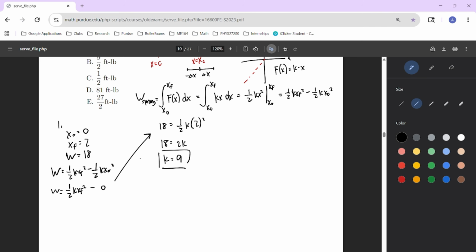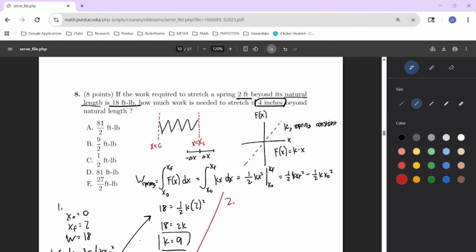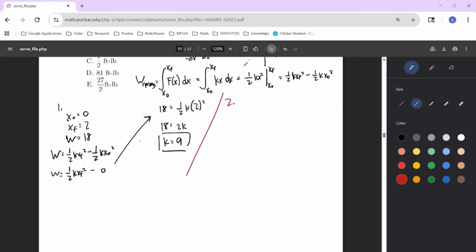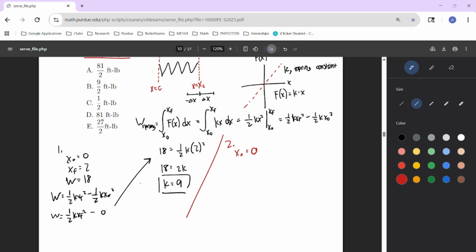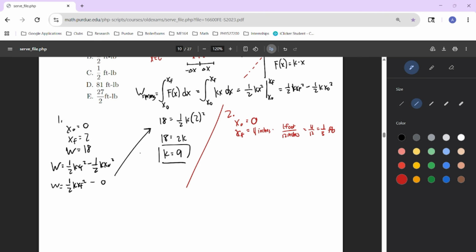Then from here, we can solve for the actual part of the problem using the spring constant. They actually give us everything we need to know in this scenario. Using the formula, same thing here. X naught still equals 0, since we're pulling it from natural length as per usual. x final here would be equal to 4 inches. Now, there are 12 inches in a foot, so if we wanted to convert it into feet, it would be 4 inches multiplied by 1 foot per 12 inches. That would become 4 over 12. That'd be 1/3 of a foot. That would be our final displacement.